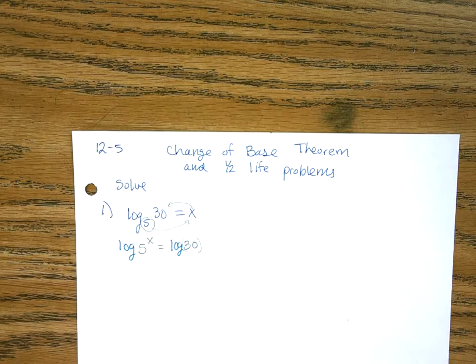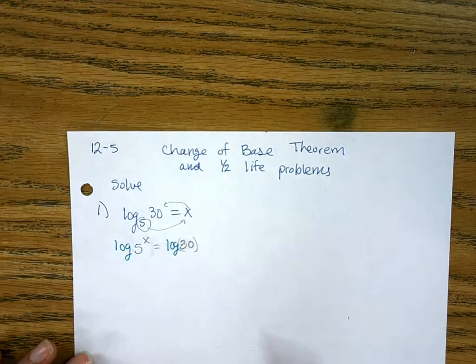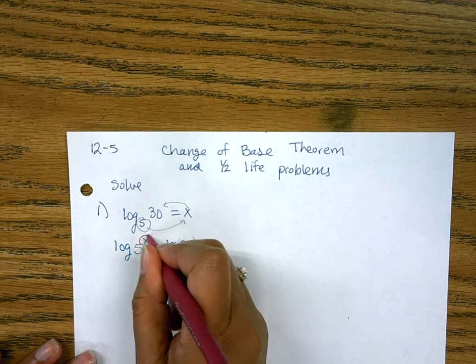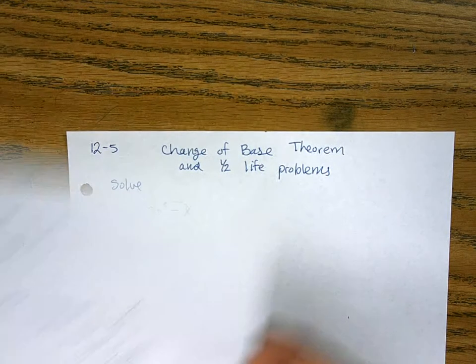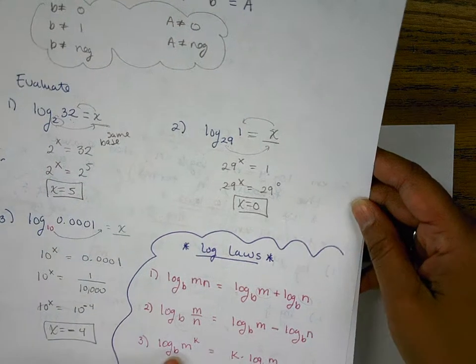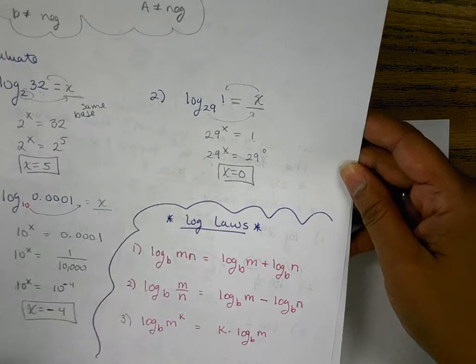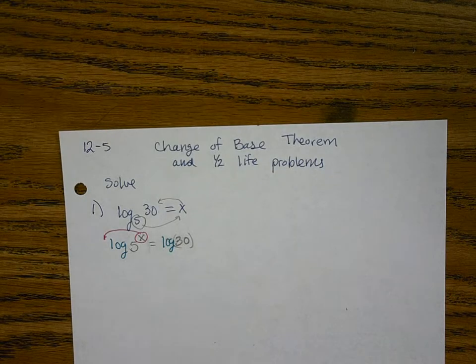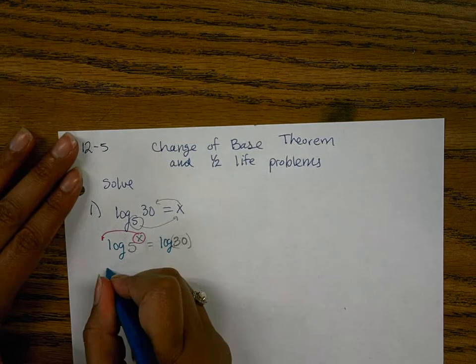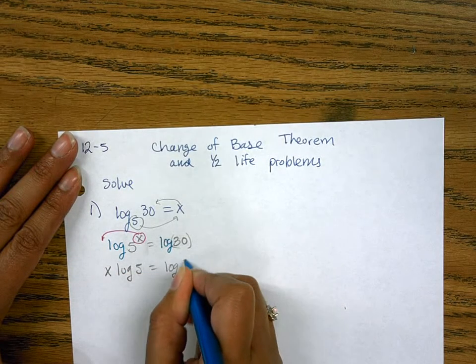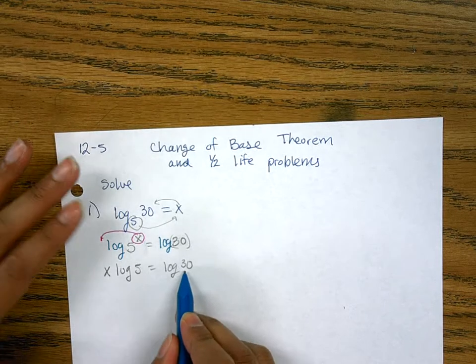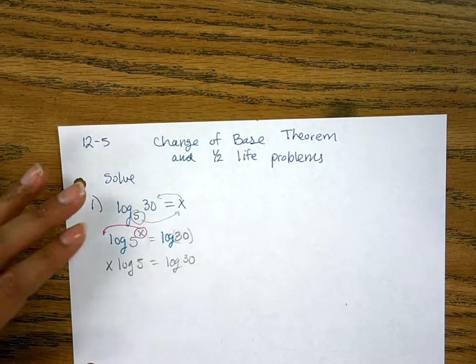You learned in previous years, but we reviewed in a previous lesson, that when you have a log with an exponent, you can kick it to the front. That was log law number 3 from lesson 12.3. That's what we're going to do right now. So we're taking the k, or the x in this case, to the front. X times log of 5 equals log of 30.